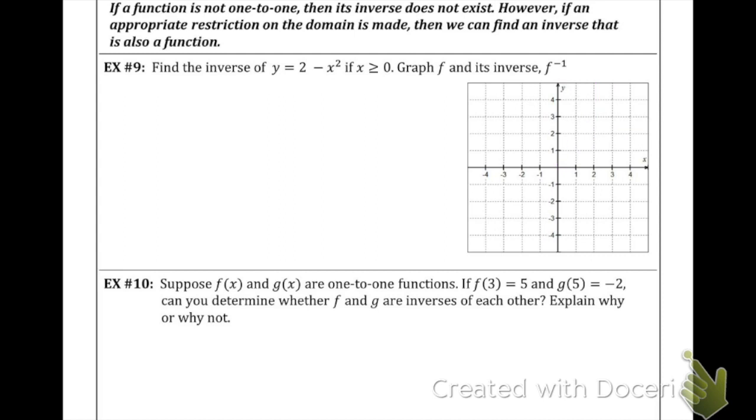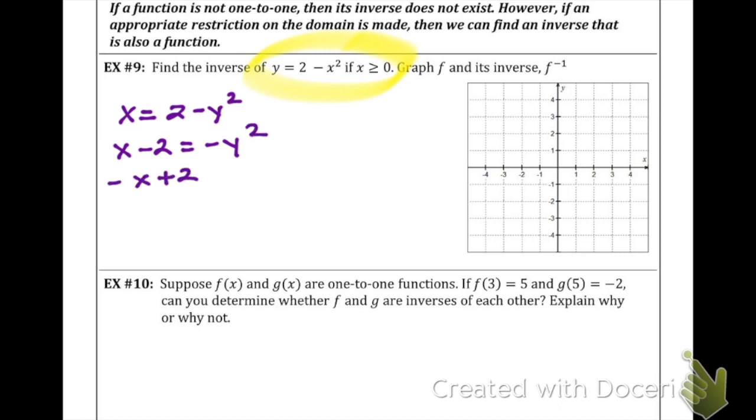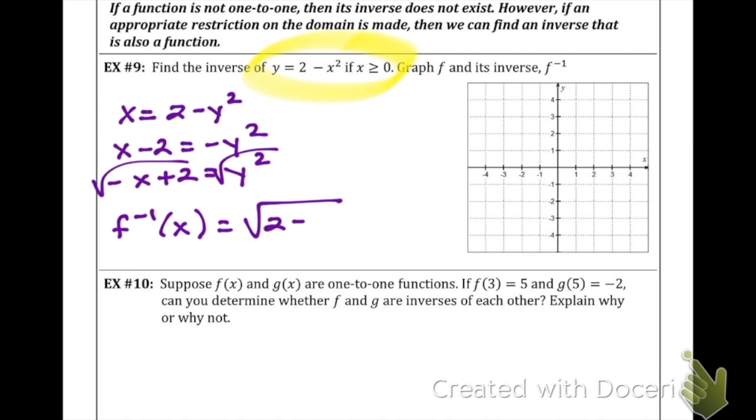So that's what's happening here. You are never going to have to make the restriction yourself. You would probably be given the restriction in the problem. So notice here, they're giving us the quadratic and they're restricting it to just the positive values. So if I wanted to find the inverse, make my y an x, my x a y, solve for y, subtract your 2, divide by negative, y squared, make everything opposite in sign to make my y positive, square root. So we got f inverse of x is equal to the square root of, let's rewrite this as, 2 minus x.